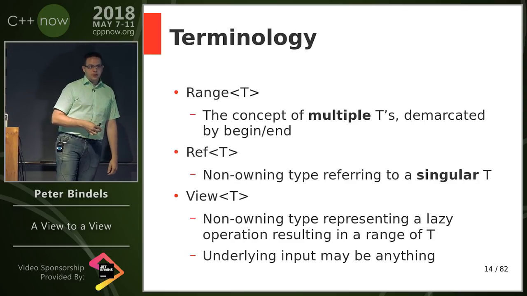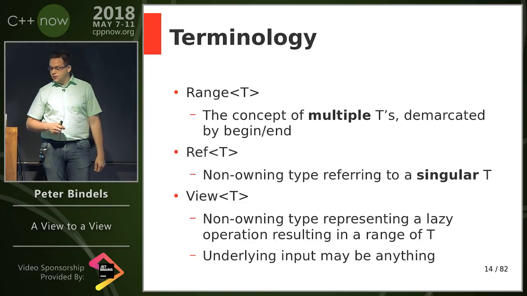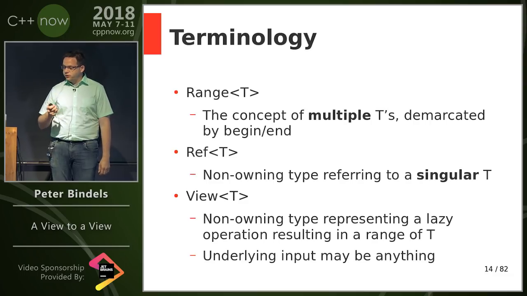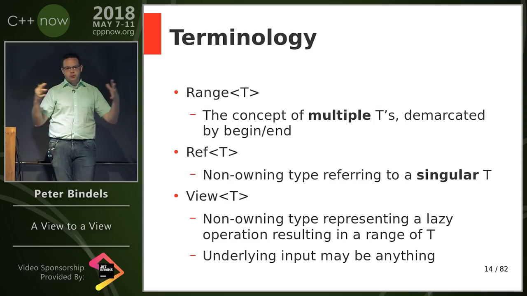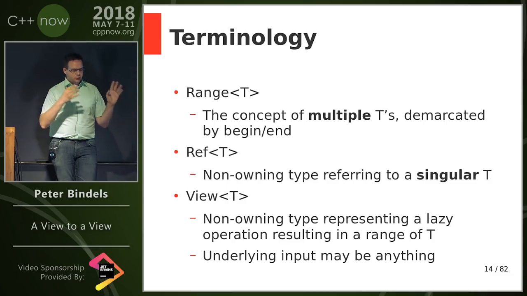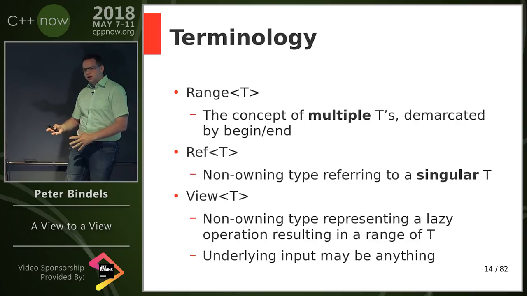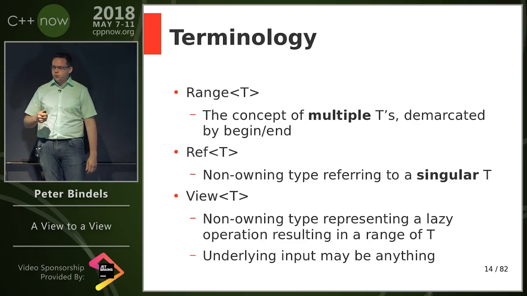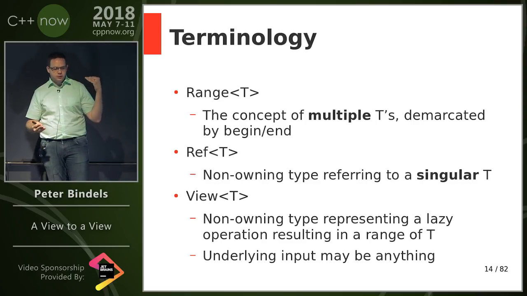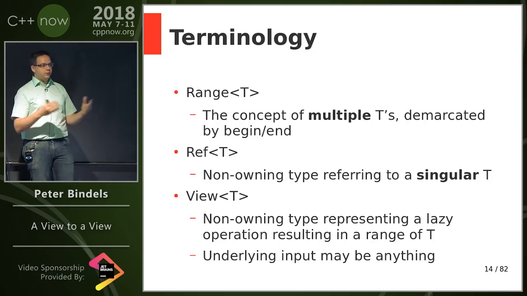So we have the concepts, and this is just to make sure we're all on the same page for the same names. And this is one of the things that may have tripped up some people. So we have a range, and the range is a concept of multiple T's, multiple things, demarcated by a beginning and an end. And it always is multiple things. We have a view, which is a non-owning type that refers to a range. So there's multiple items. We have a ref, which is essentially the same thing, except it's explicitly only one thing. So if we have a function, that will be a ref. If we have a string, that will be a view.